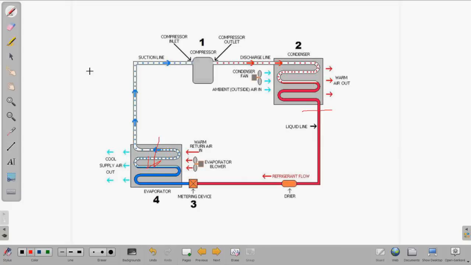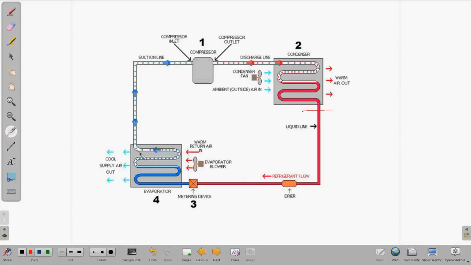So before you start doing anything, you need to check your charge at the condensing unit. You need to check to make sure that you have proper airflow and that the coil is clean.